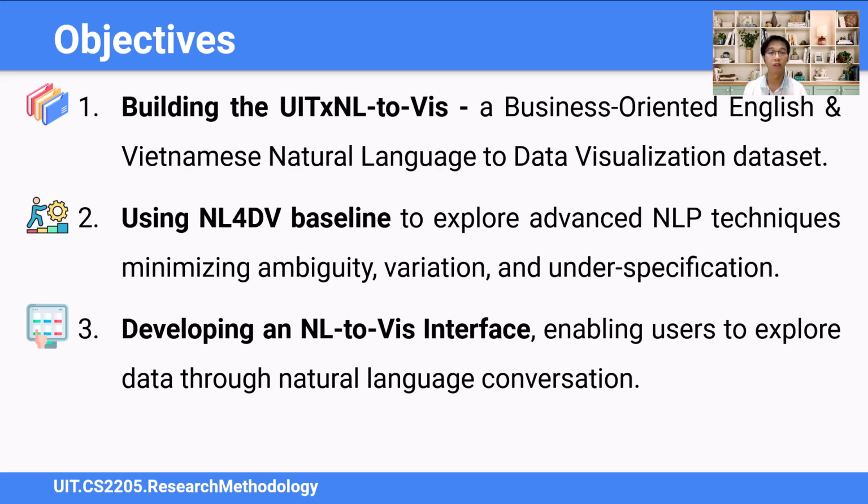So for this reason, this proposal has set out three objectives. The first is building the UIT NL-to-Vis, which is a business-oriented natural language to data visualization dataset. The second is using the NL-4DB baseline to explore advanced NLP techniques that minimize ambiguity, variation, and underspecification. And the last is to develop an NL-to-Vis interface that enables users to explore data through natural language conversation.